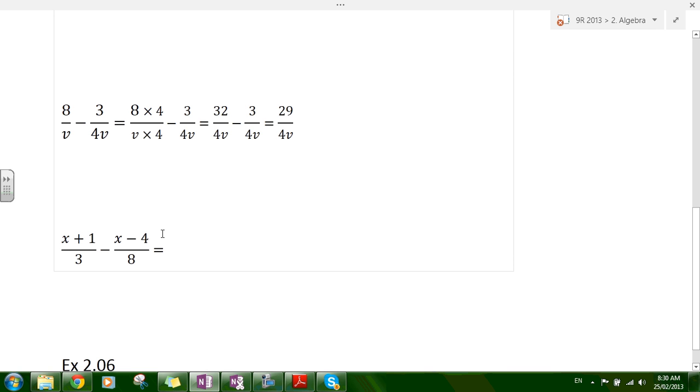Alright, the final example I'm going to do is this one here. We have x plus 1 over 3 minus x minus 4 over 8. So what we have to do is multiply this fraction by 8 to get an equivalent fraction with a denominator of 24. And we have to multiply this part by 3 because we want a denominator of 24. 8 times 3 is 24. That's how I got there. Okay, so we've got to take it step by step and let's see how we go.